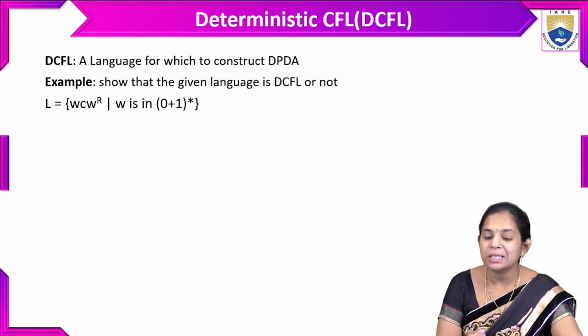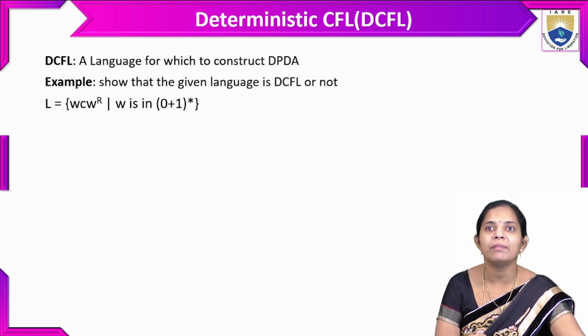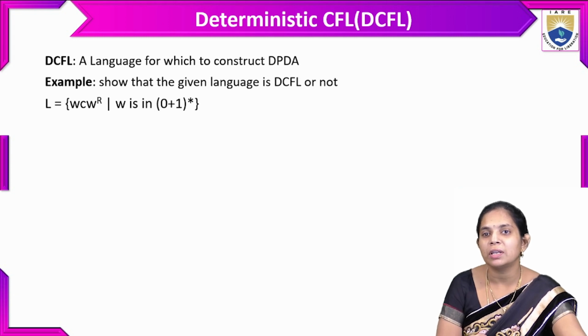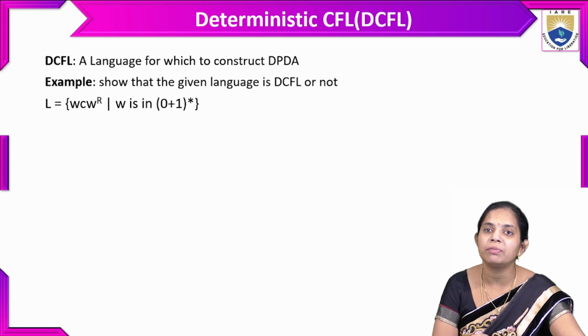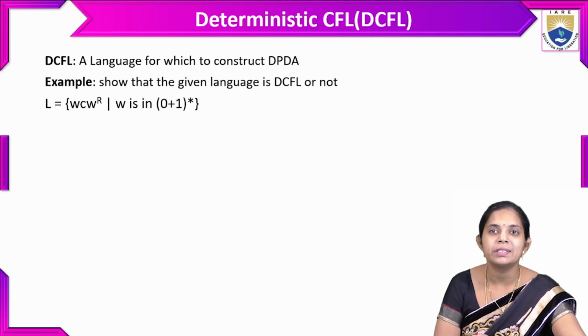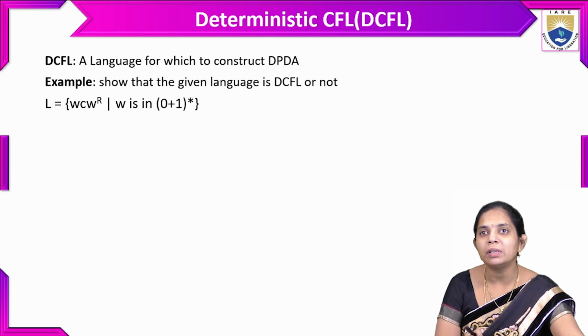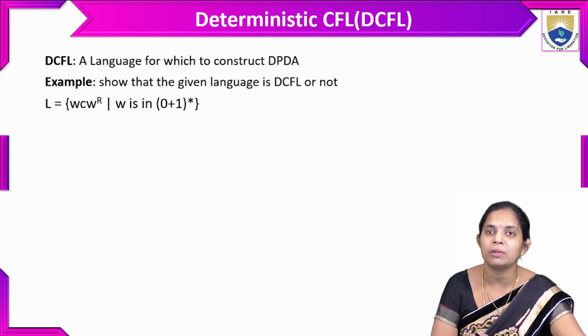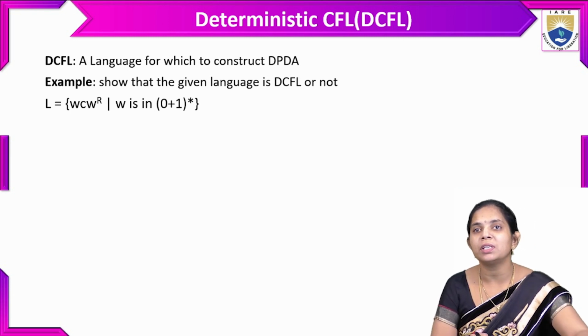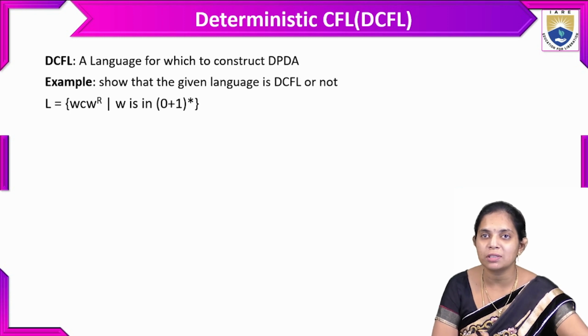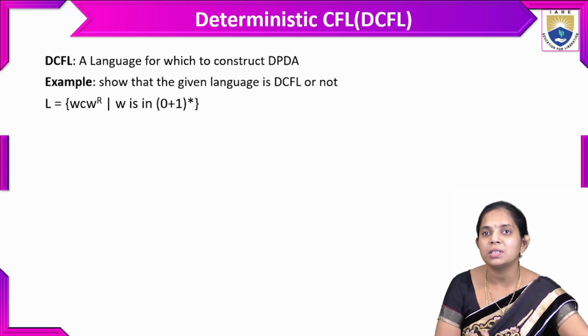And deterministic CFL. CFL is nothing but context free languages. We already discussed context free languages and context free grammars, how to construct them, and how to convert a pushdown automata into a context free grammar and a context free grammar to a pushdown automata in the previous videos. And what are deterministic context free languages? In the sense, a language for which we can construct a deterministic pushdown automata.